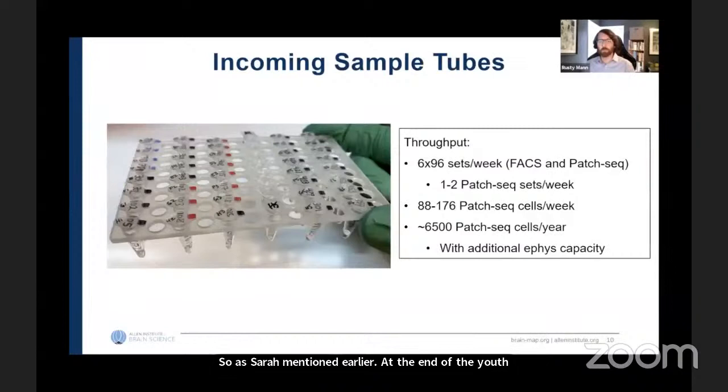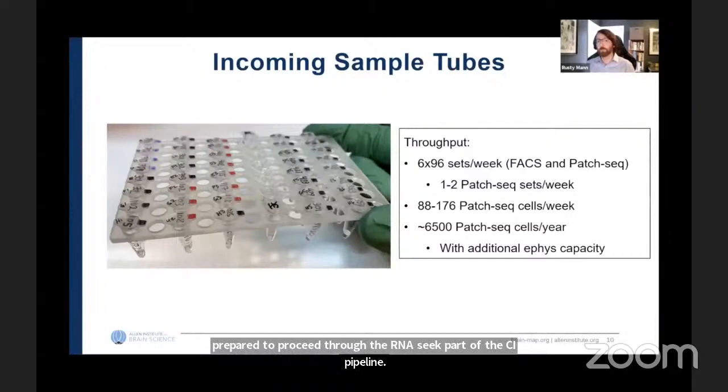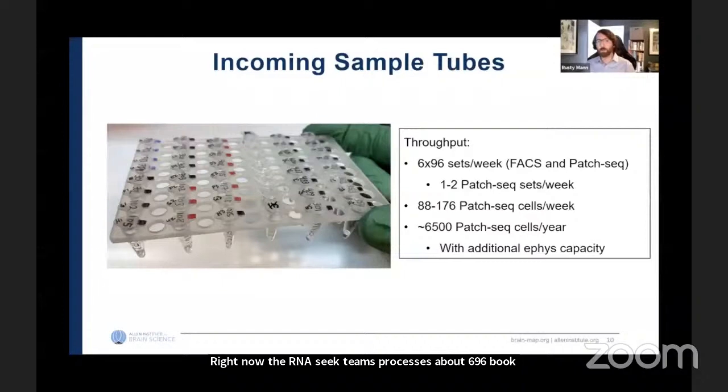So at the end of each day, these tubes are collected and then sent off to the RNA-seq team here at the Institute. Here we just see a rack of these sample tubes that have all been collected by the ephys rig operators as they're being prepared to proceed through the RNA-seq part of the MET pipeline. So right now, the RNA-seq team processes about 6 96-well plates per week between both FACS and patch-seq, with one or two of those plates being from the patch-seq teams. This puts us on pace for about 6,500 patch-seq cells this year, which still leaves some additional capacity as we're still getting back up to our pre-pandemic production.